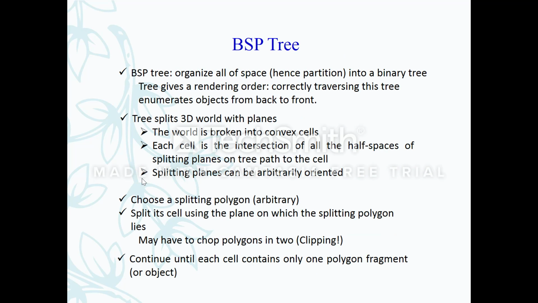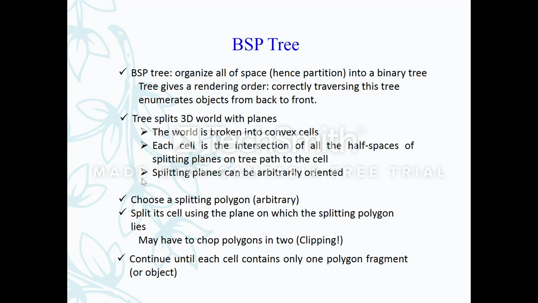The next algorithm is BSP, binary space partition trees. It partitions the space into a binary tree and searches from back to front. The tree splits the 3D world into planes. The world is broken into convex cells. Each cell is an intersection of the half spaces of the splitting planes of the tree path to the cell. Splitting planes can be arbitrarily oriented.